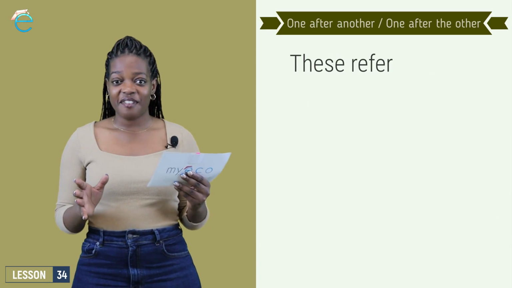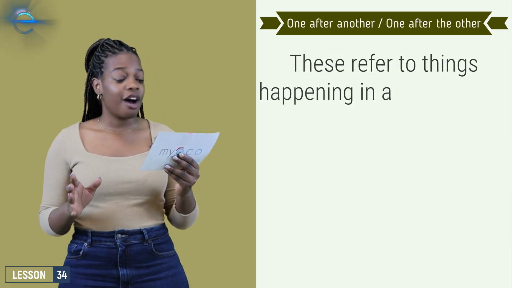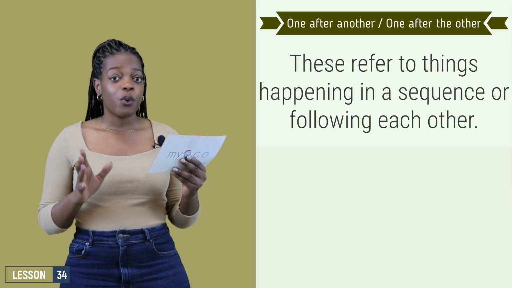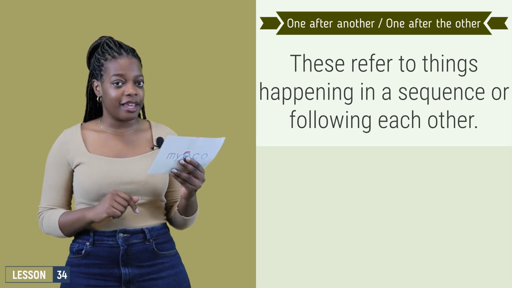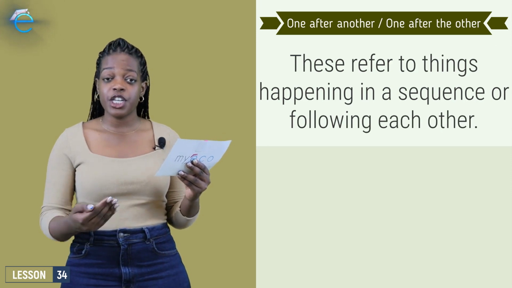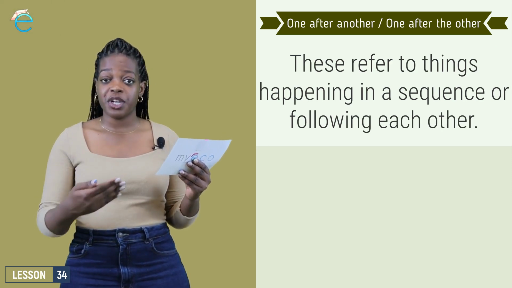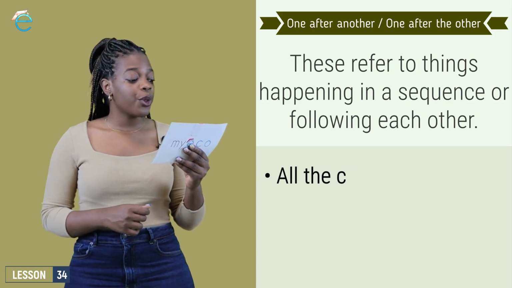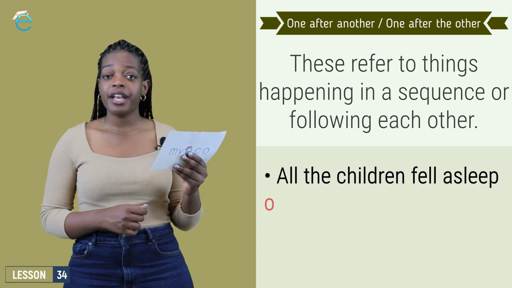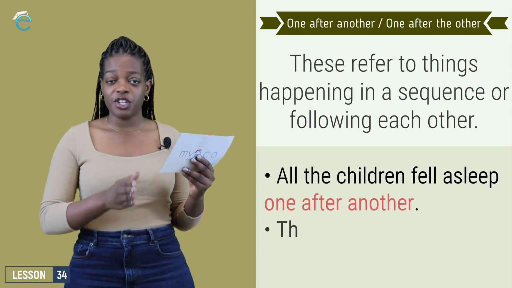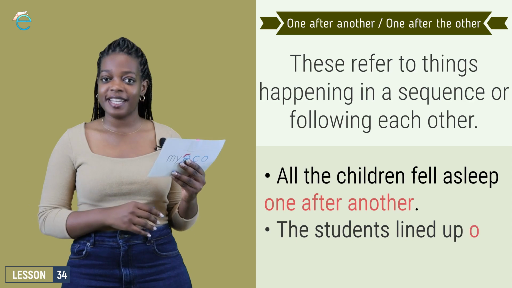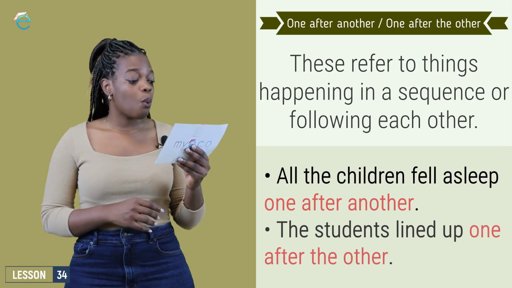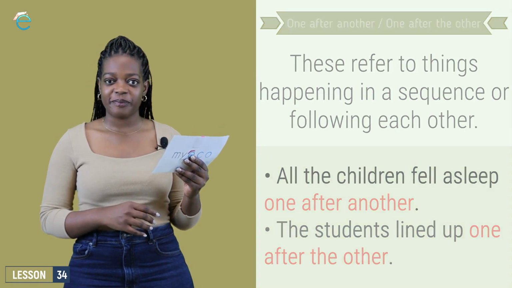The next variation of other that we have is one after another or one after the other. Here, these two structures mean the same thing, and we use them to show sequence or events or situations following each other. For example, all the children fell asleep one after another. So the children in a sequence fell asleep. Or, the students lined up one after the other.